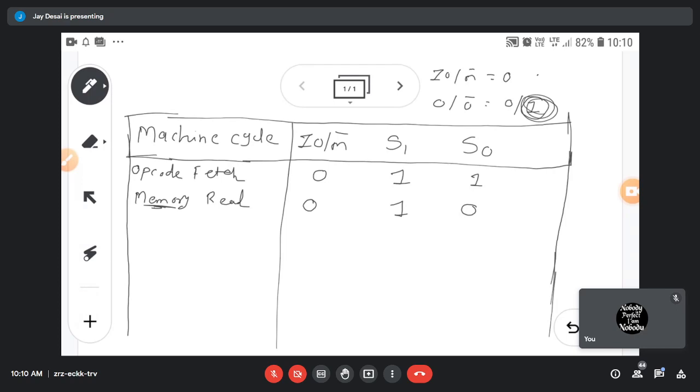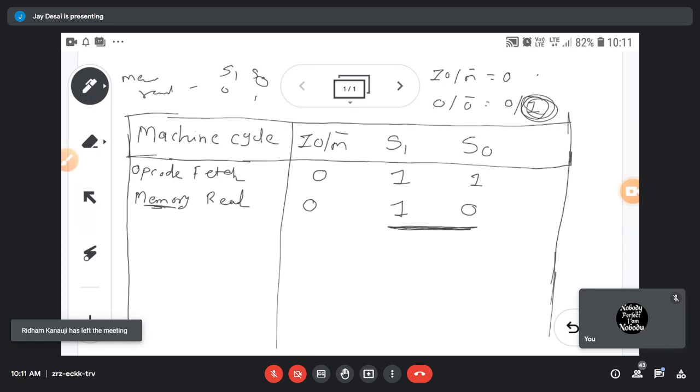Clear? Sir, S1 and S0. Okay, this logic is predefined. You cannot change it. If you want to say that for the memory read operation you want 0 at S1 and 1 at S0, you cannot do this. This S1 and S0 is not in our hands. It will be handled by the processor only.